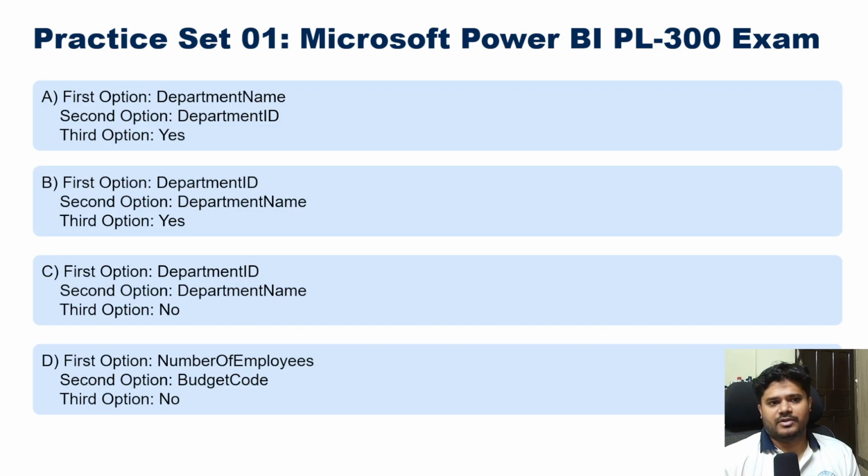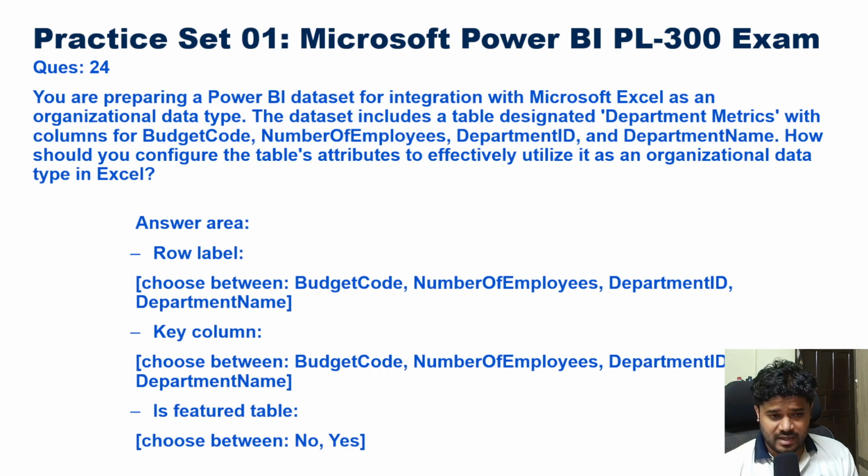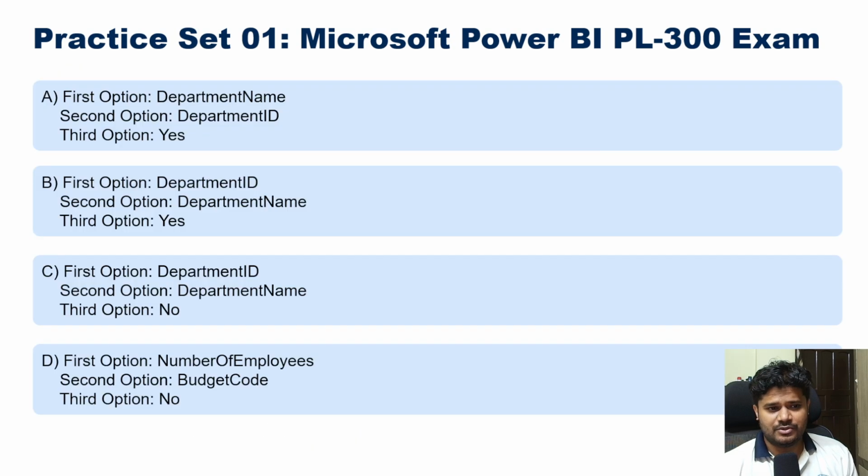So the options for this question are option A, wherein the first option is department name, second option department ID, third option yes. Option B, first option department ID, second option department name, third option yes. Option C, first option department ID, second option department name, third option no. Option D is first option number of employees, second option budget code, third option no. So out of these four options, you have to select in the order what is being asked in the answer area, right? So you can take your time.